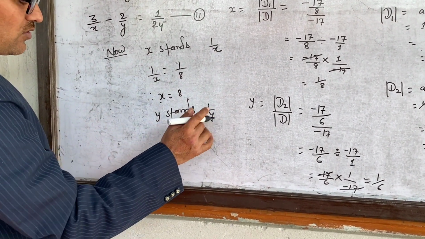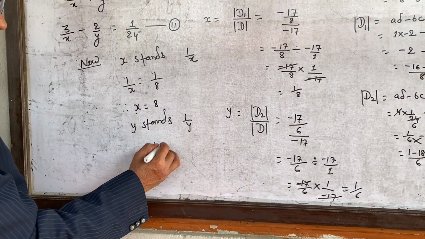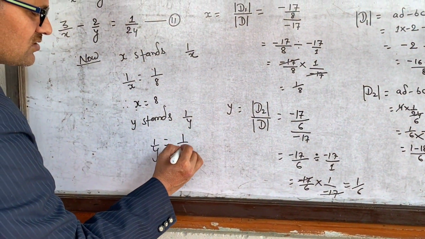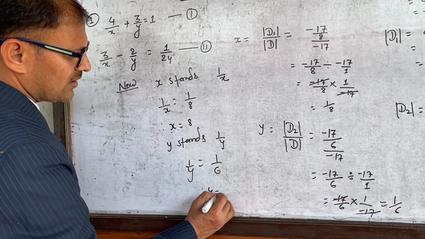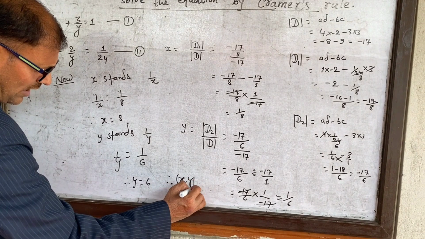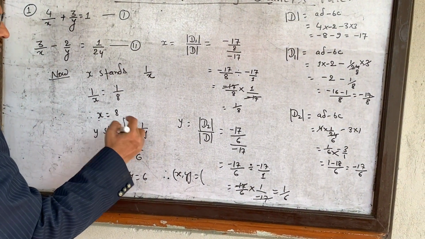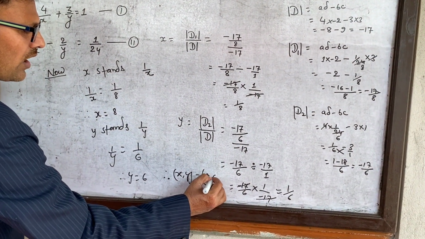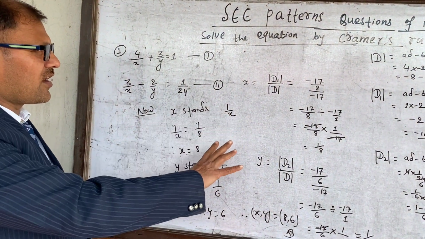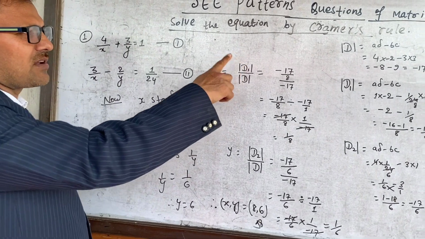Y stands for 1 by y. That's why 1 by y is equal to this 1 by 6. Therefore, y is equal to 6. Therefore, x and y: x value 8, y value 6. This is your answer. Once more you see, solve the equation by Cramer's rule.